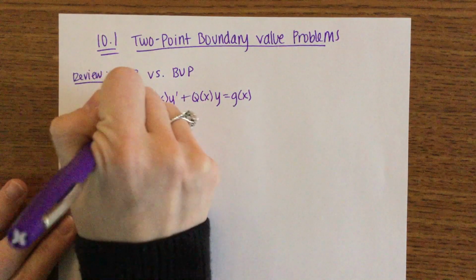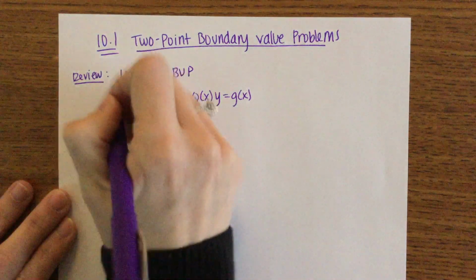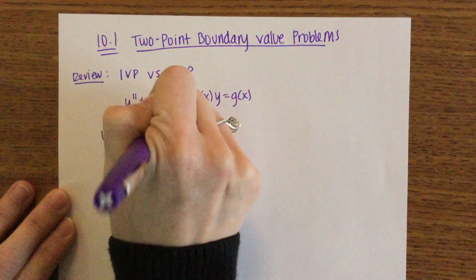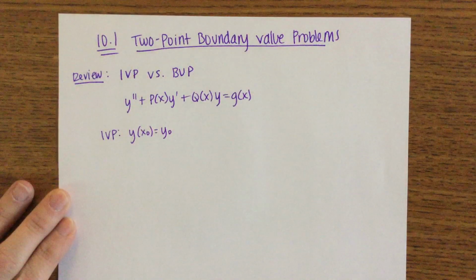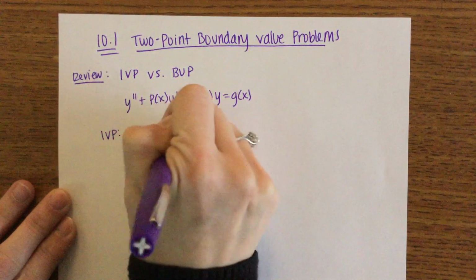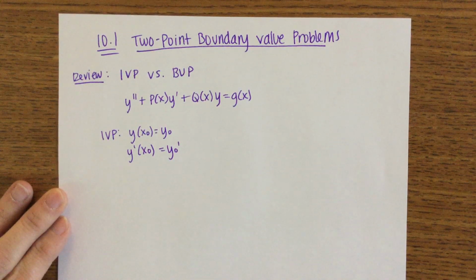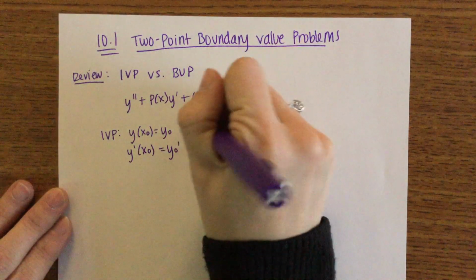If this were an initial value problem, you would be given two initial conditions, y of x naught equal to y naught, and then y prime of x naught equal to y naught prime. So this is what we often see.